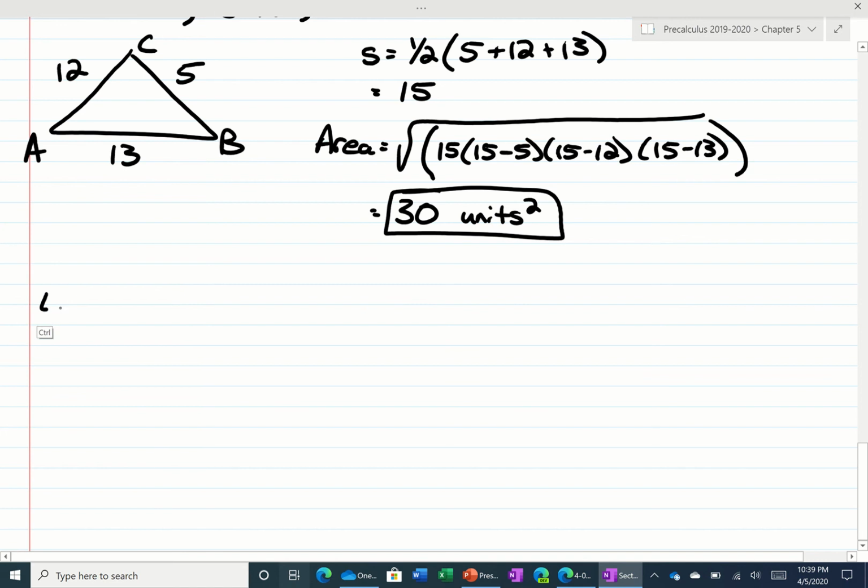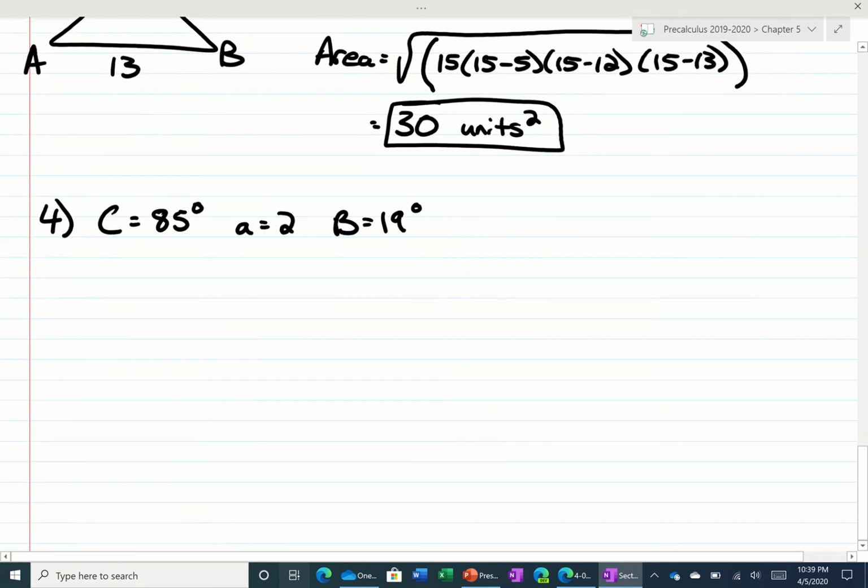Problem number 4 says angle C is 85 degrees, side A is 2, and angle B is 19. The way that we talked about handling a problem if you have 2 angles is we can find the third by subtracting the others from 180. So angle A would be 180 minus 85 and 19, and that's 76 degrees.